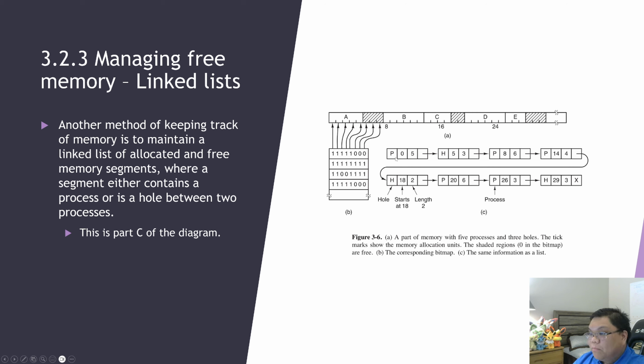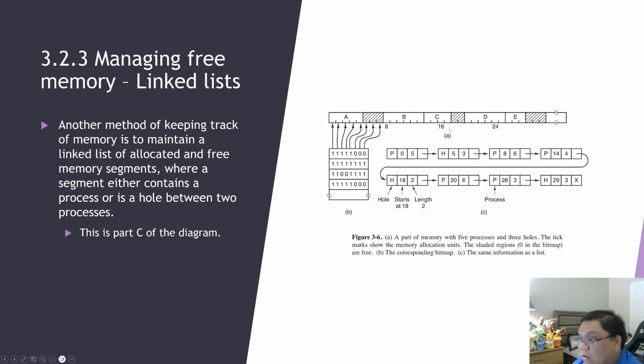The other thing we have to add is the starting address of these processes and holes. What this says is, the first block is a process that starts at address position 0, and it's 5 units long. The next unit is a hole that starts at position 5 and it's 3 units long. The next item is a process that starts at 8 and it's 6 units long. The next thing is a process that starts at position 14 and it's 4 units long.